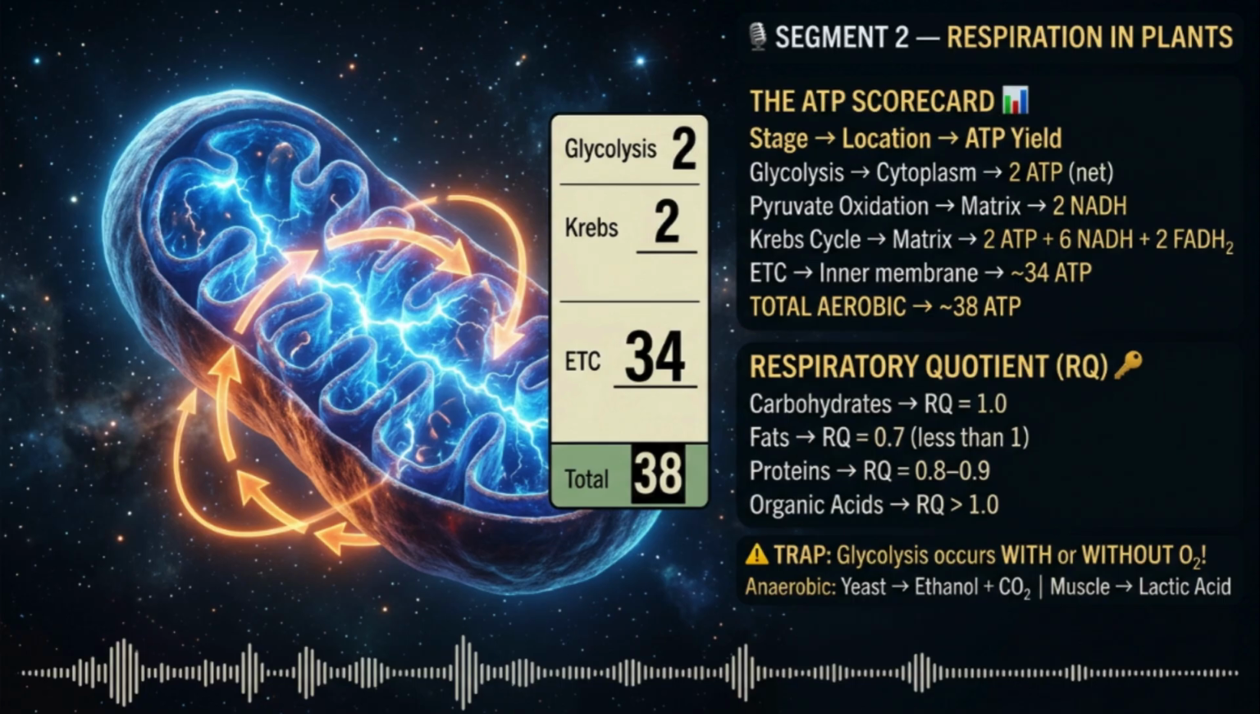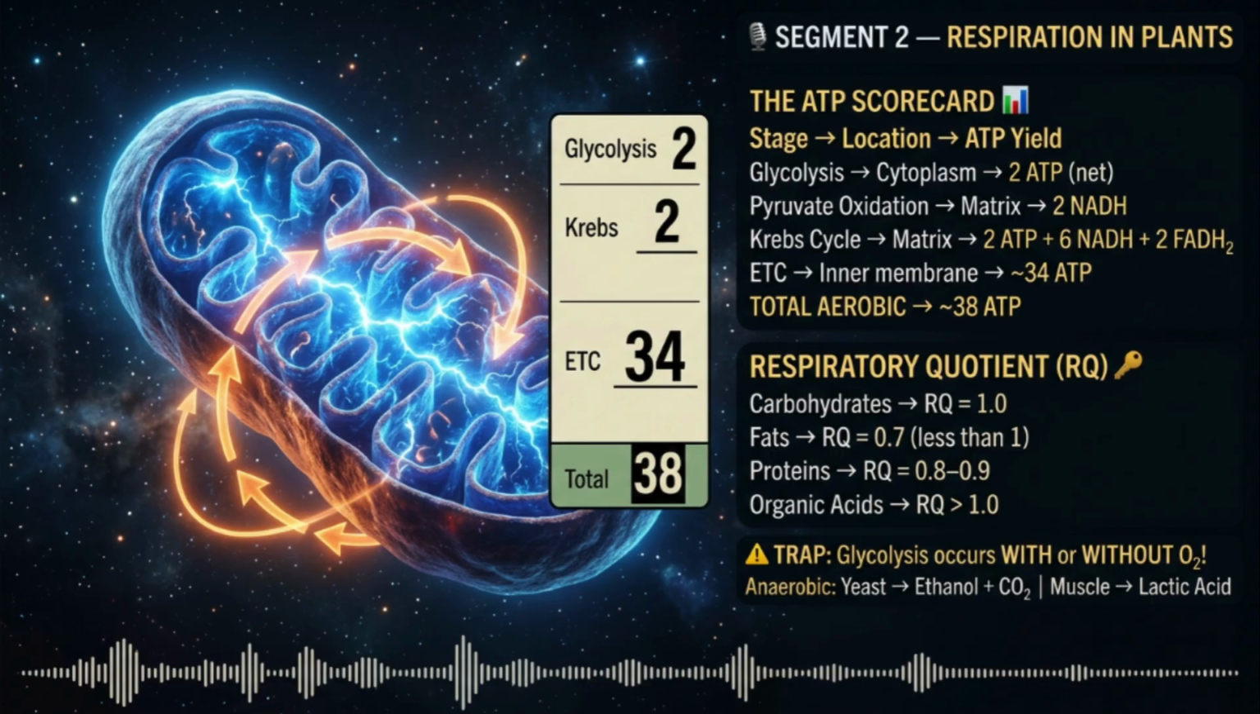Question 1. Where does glycolysis occur? The cytoplasm. Always the cytoplasm. Whether oxygen is present or not, glycolysis runs in the cytoplasm. This is critically important because NEET frequently asks about the location of each stage.